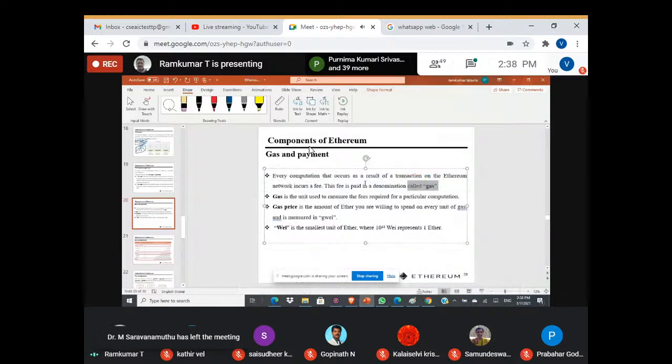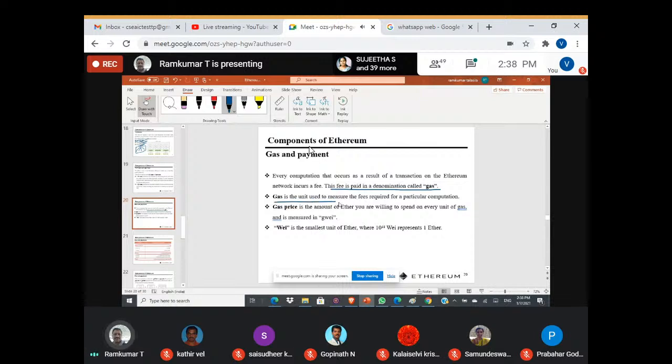Now, what I'm talking about here is that this fee is paid in the denomination called gas. Gas is the unit used to measure the fees required for a particular computation. Whatever computation you are doing for a transaction, you are going to calculate it with respect to gas. How many gas units are needed to complete the particular computation? The system will calculate that. We are not doing it right now. We are just providing the money right now.